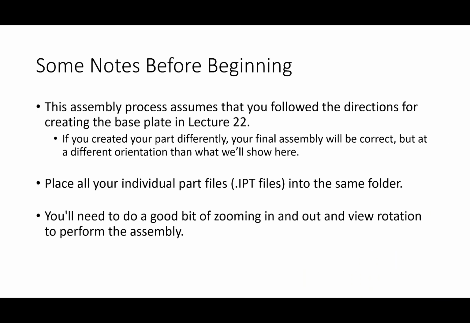Okay. I want to have some notes before beginning. When we do this assembly, I'm sort of referencing everything off of the base plate, and I am assuming that your base plate was created per the directions of what we did in lecture 32. If you created your base plate differently, that's fine, there's no problem with that, but your final assembly is going to be at a different orientation than mine is. So I just want to mention that. As I said at the beginning of class, it's a lot easier if you place all your individual part files in a single folder. And you're going to need to do a bit of zooming and rotating and whatnot of your assembly to be able to do this. So just be aware of that.